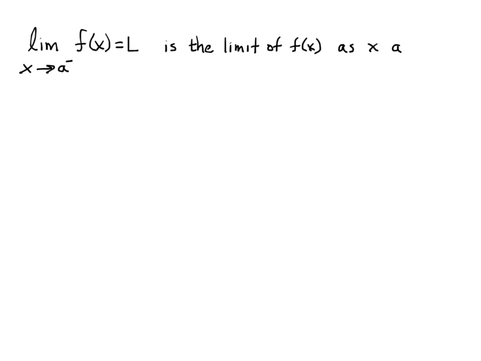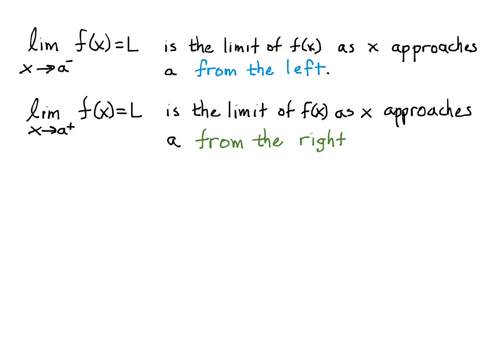Okay, so we can also talk about, remember when we talked about long-term and short-term behavior, I put a little plus or minus as the superscript to whatever value x was going to. We can do the same thing, and we can say we have a limit as x goes to a from the left, so we're going this way, from the negative side, and then of course we have the same situation where we're coming from the positive side, where it's coming from the right.